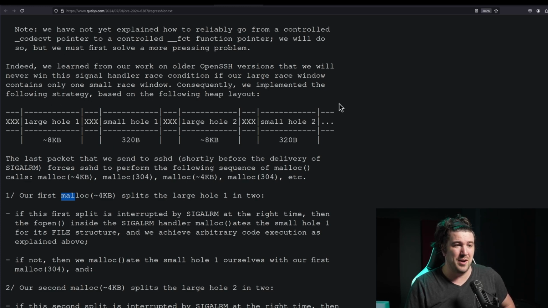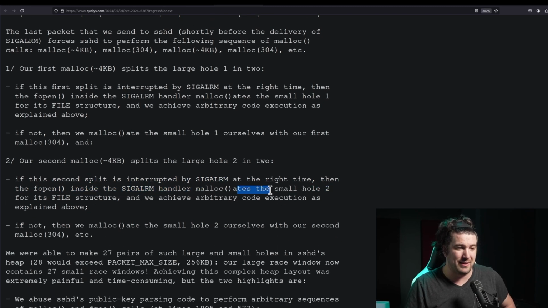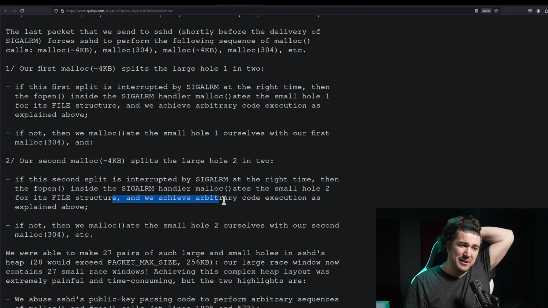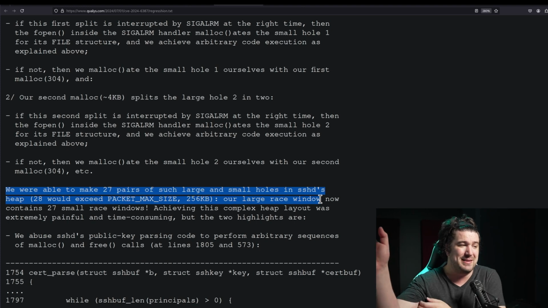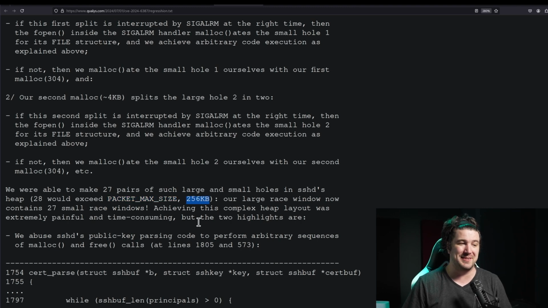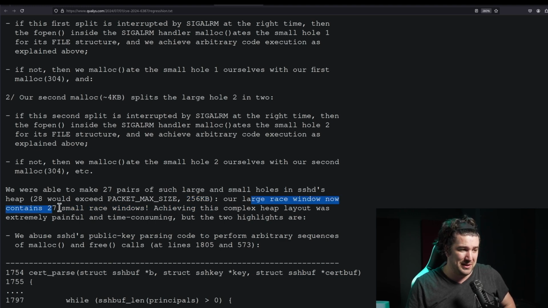There's one here, there's one here, maybe there's one here. If not, then we malloc the small hole 1 ourselves with the first malloc, and our second malloc splits the large hole 2 into 2. If the second split is interrupted by the SIGALRM at the right time, then we fopen inside the SIGALRM handler, and malloc the small hole 2 for the file structure, and we achieve arbitrary code execution as above. We were able to make 27 pairs of such large and small holes in SSHD's heap. Okay, so cool. They made basically 27 of these, because max packet size is 256 kilobytes. So basically they had to keep the payload under that size. Our large race window now contains 27 small race windows.